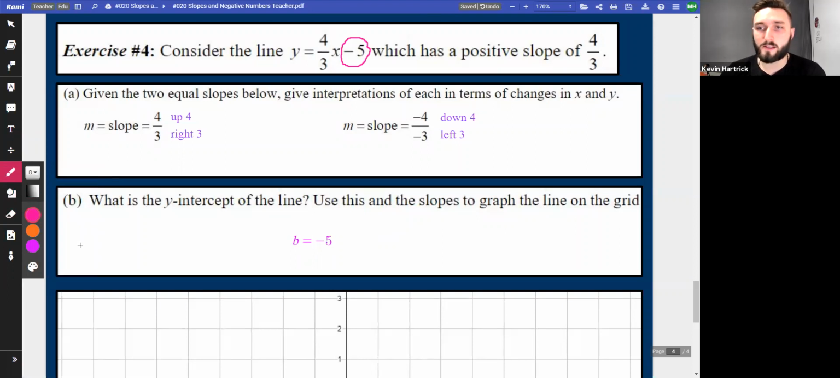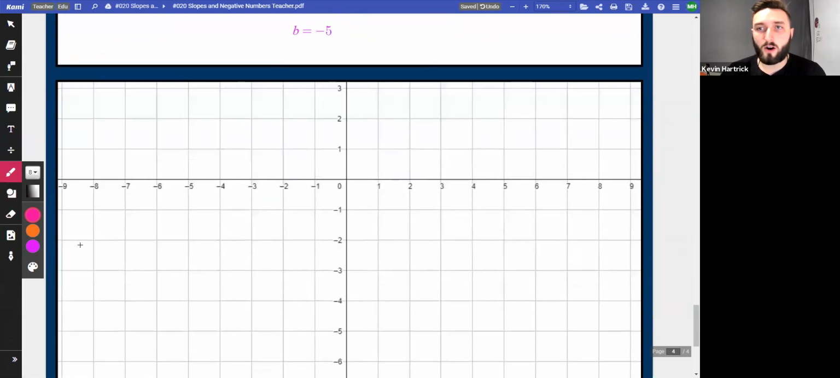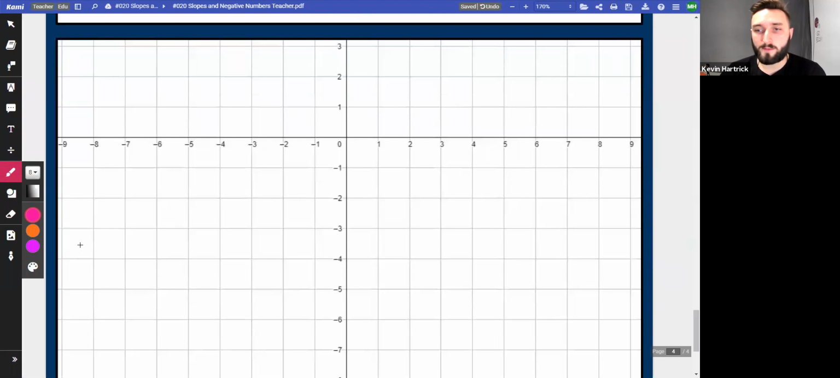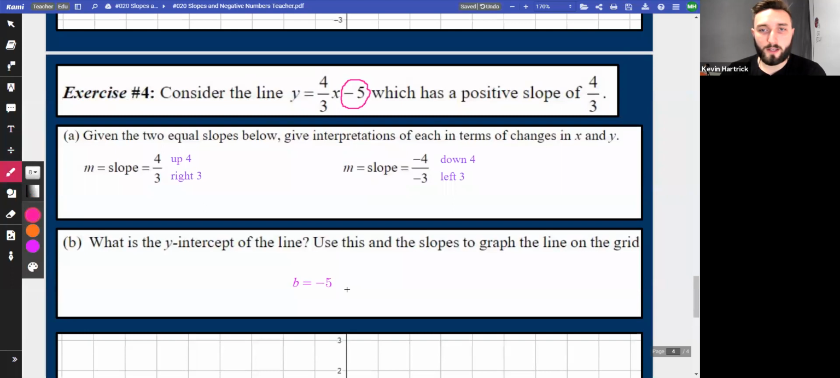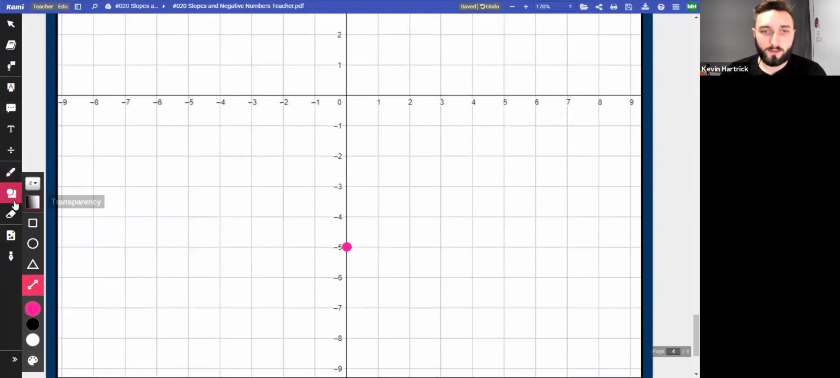So let's use that. It says use the slopes and the y-intercept to graph the line on the grid. So we're going to always start with your y-intercept. That's at negative 5. So I plotted my y-intercept. Now I'm going to use this slope first, and you're going to see why I'm talking about that first, because we're going to end up using this one over to the right second. So my roadmap tells me up 4, right 3. So I'm going to do that. Up 4, right 3. Starting from my y-intercept, up 4, right 3.